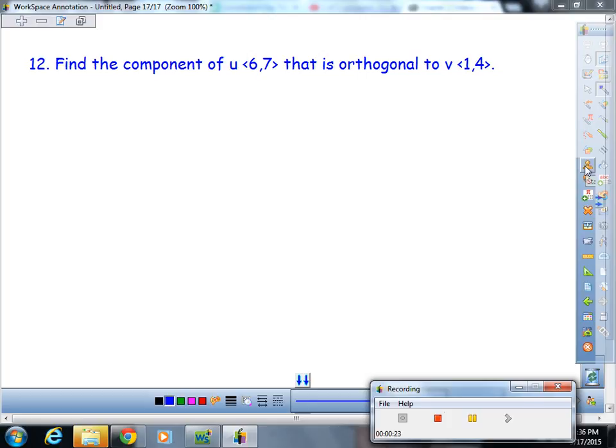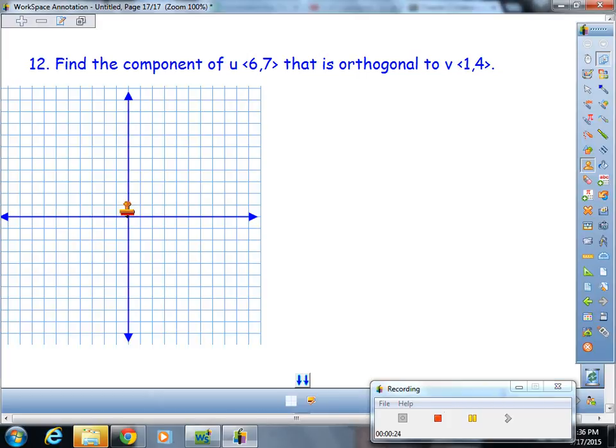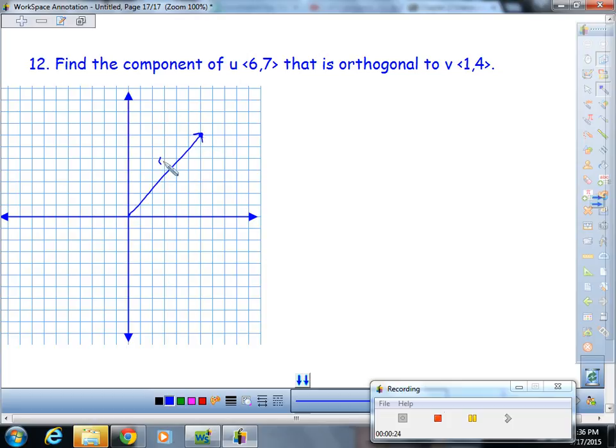All right, this was one of the harder questions on the review packet. Find the component of U, which is (6, 7), orthogonal to vector V. So first let's just write it down. U is (6, 7). So there's U. And V is (1, 4).